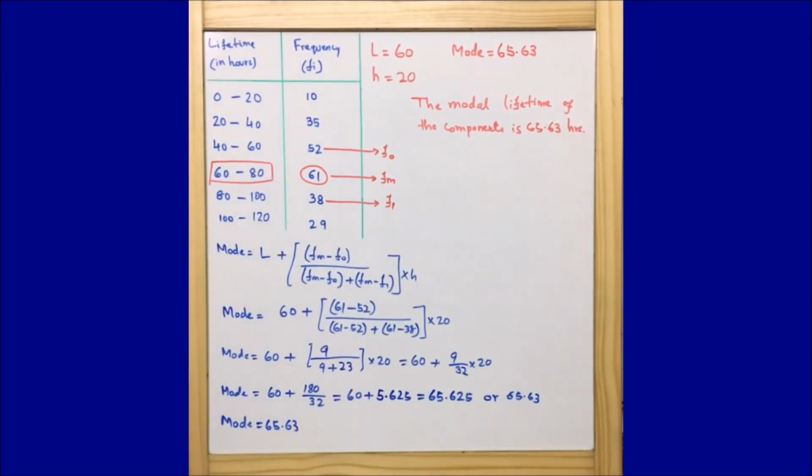Hope guys you understood this calculation. This process is very simple and very straightforward. We just need to write down the formula, and looking at the formula we need to put in the variables from the table. With that you can easily find out the mode.